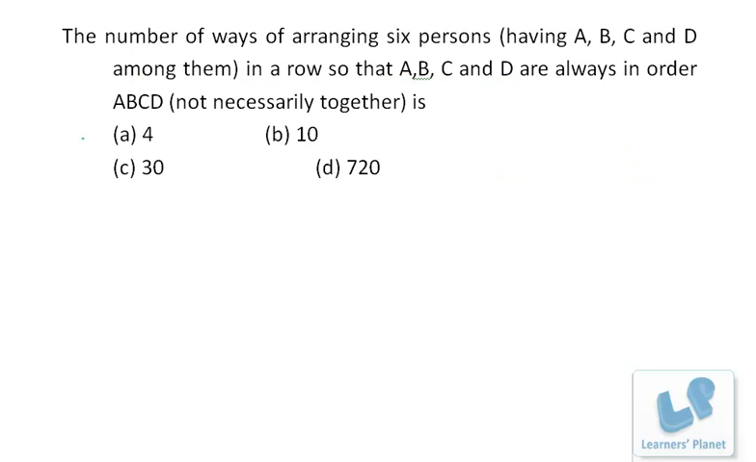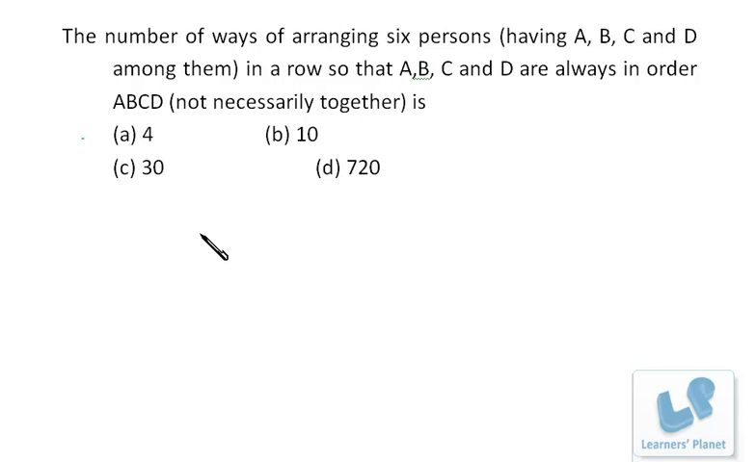Now friends, let's take this question. The number of ways of arranging 6 people having A, B, C and D among them in a row so that A, B, C and D are always in order A, B, C, D, not necessarily together. That means A has to be before B, B has to be before C and C has to be before D, right? Quite a simple and interesting problem.